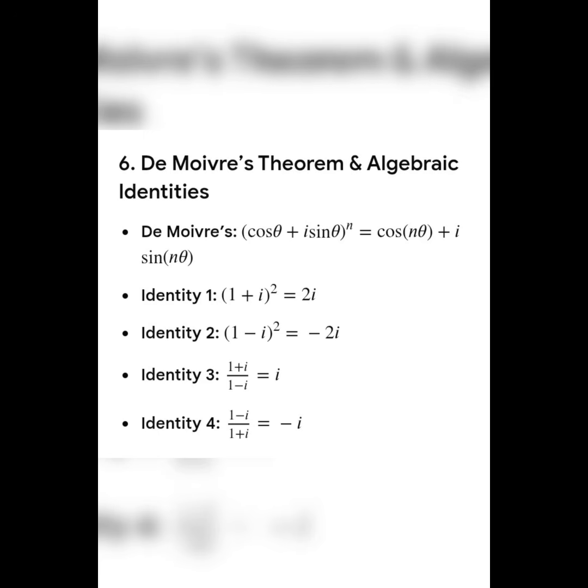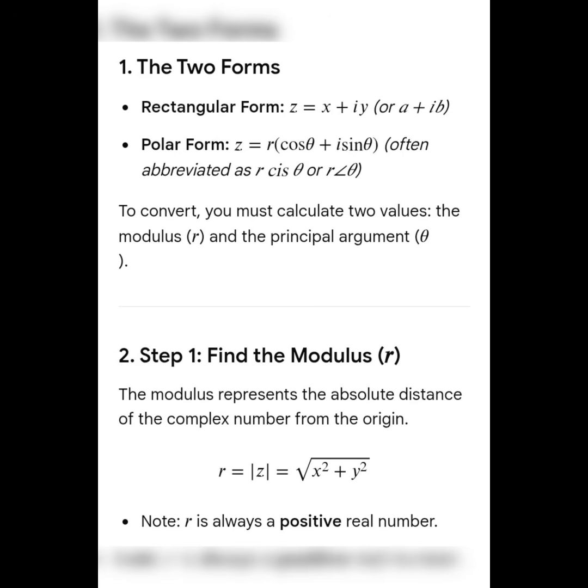De Moivre's theorem: (cos theta plus iota sin theta) whole power n is equal to cos of n theta plus iota sin n theta. The De Moivre's identities are: (1 plus iota) whole square is equal to 2 iota, (1 minus iota) square is equal to -2 iota, (1 plus iota) divided by (1 minus iota) is equal to iota, and (1 minus iota) divided by (1 plus iota) is equal to minus iota. These are some shortcuts.